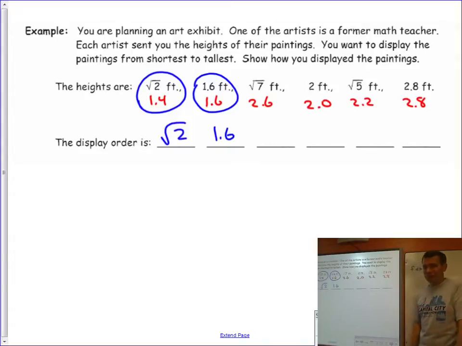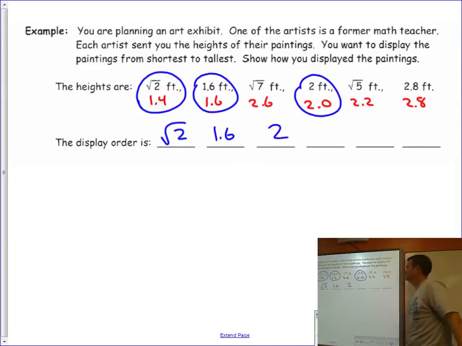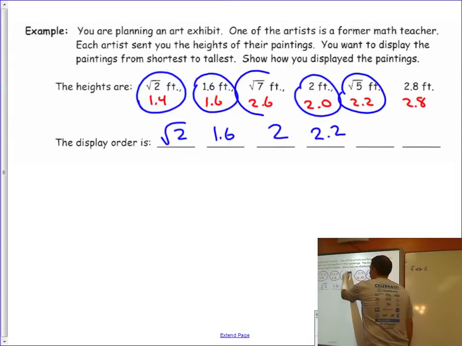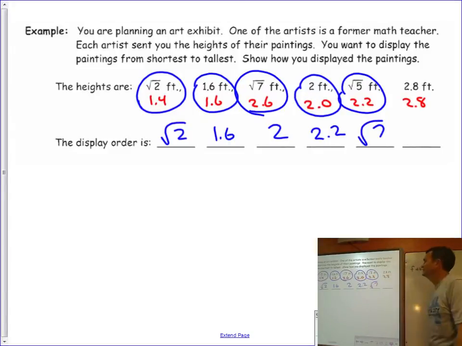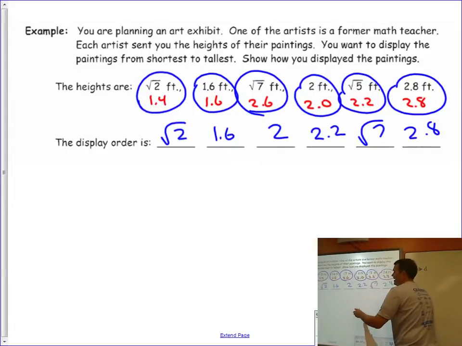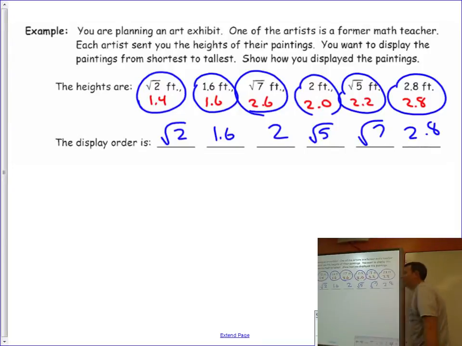Then I get to the 2's. It looks like 2.0 would be next. Then 2.2. Then 2.6. And then 2.8. And the one thing I ask is that you write the original number, and I did not do that on one of these. Where is it? 2.2. This should be the square root of 5. I have now put the original numbers in order from smallest to biggest.